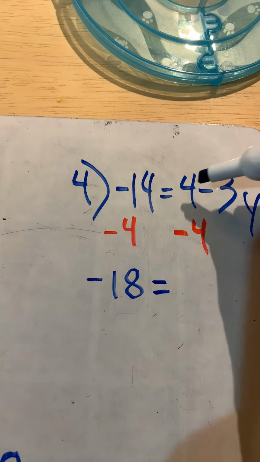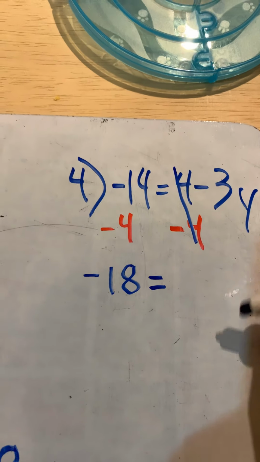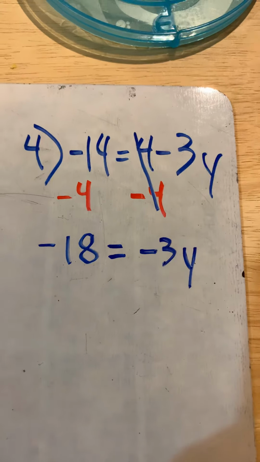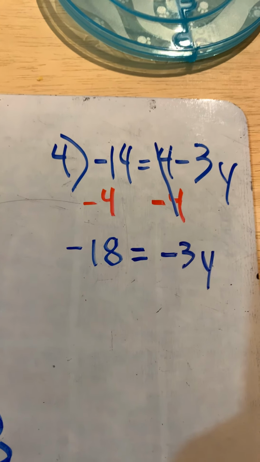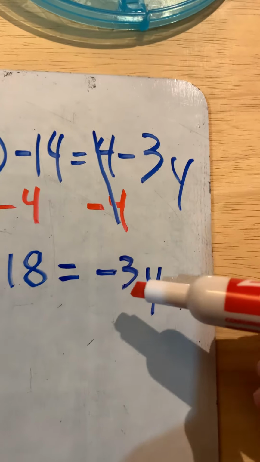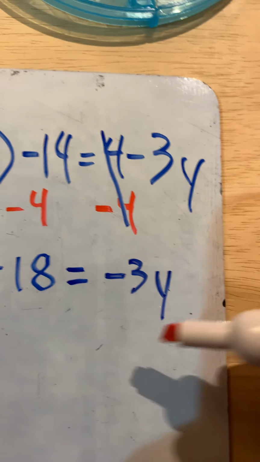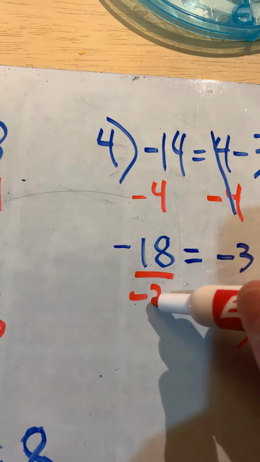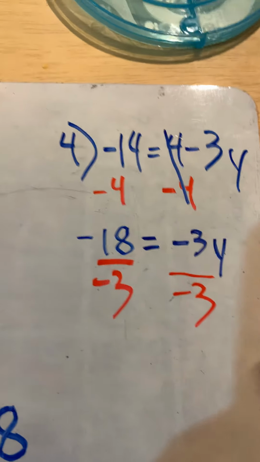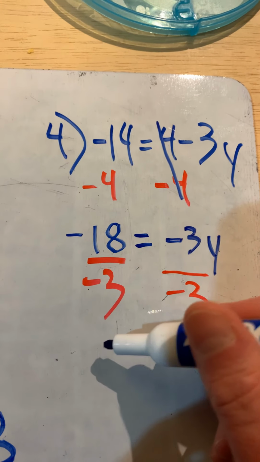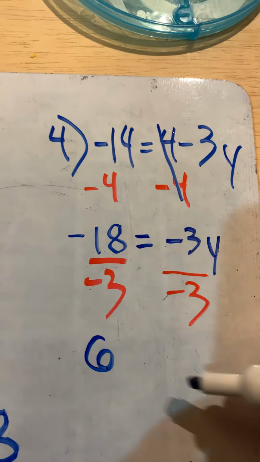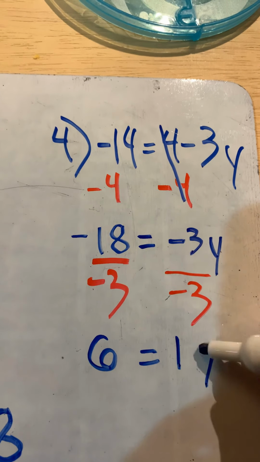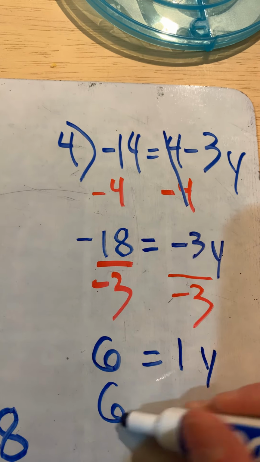Equal sign. 4 minus 4 goes away, and I'm left with negative 3 multiplied by y. Keep working down the page. The opposite of negative 3 multiplied by y is to divide both sides by negative 3. Do that over there. Keep working down the page. Negative 18 divided by negative 3, positive 6. Negative 3 divided by negative 3, positive 1y. Or you can just call that y.